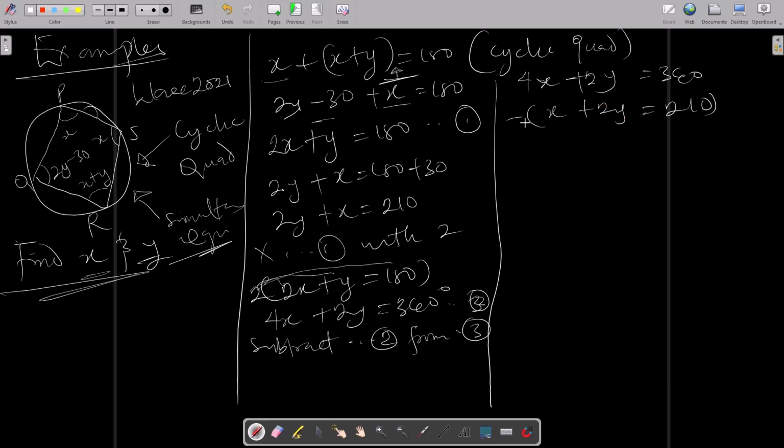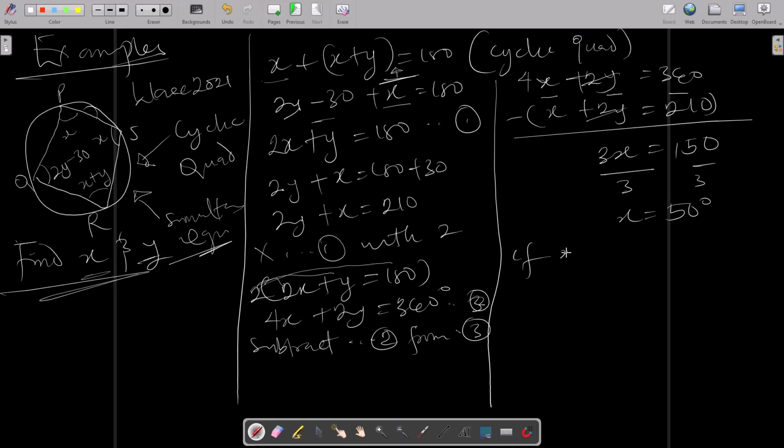Now, one of the things we do in the elimination method, when we're subtracting, is that the sign has to go through everything. So we're going to have minus here, minus here, minus times plus is minus. Definitely 2y minus 2y is 0. We have 3x equals 150. Divide both sides by 3, x equals 50.